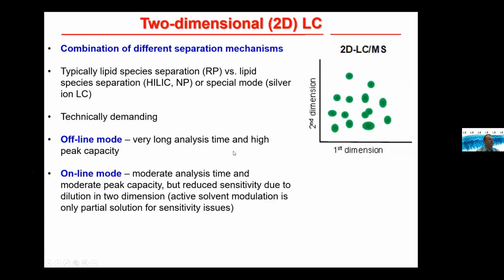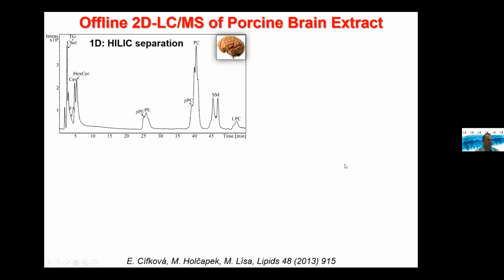Finally, I'm going to the end of my presentation: 2-dimensional coupling of 2 different LC systems with different selectivity. Typically we combine lipid class separation and lipid species separation, but this is definitely technically demanding. There are 2 options, offline and online. I will show examples of both of them.